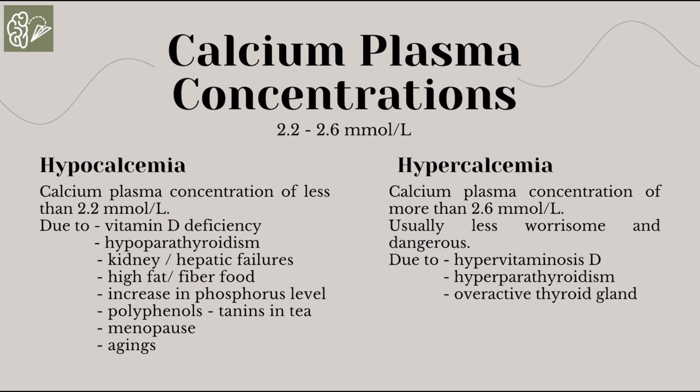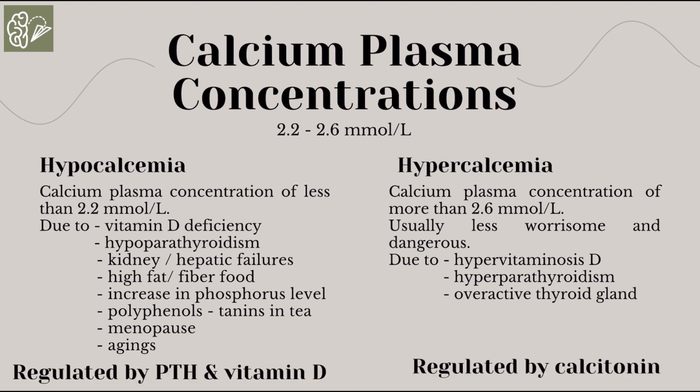In the case of hypercalcemia, it is mainly due to opposite factors. So usually if there is excess vitamin D, or hyperparathyroidism, which is more common than hypervitaminosis D, or an overactive thyroid gland. Now, when it comes to hypocalcemia and hypercalcemia, they are regulated by certain hormones and vitamins in our body. Hypocalcemia is regulated by the parathyroid hormone and vitamin D, and hypercalcemia is regulated by calcitonin.